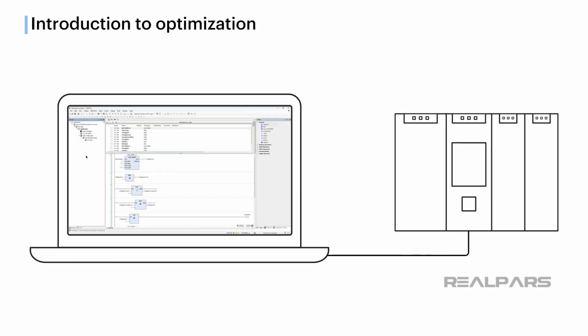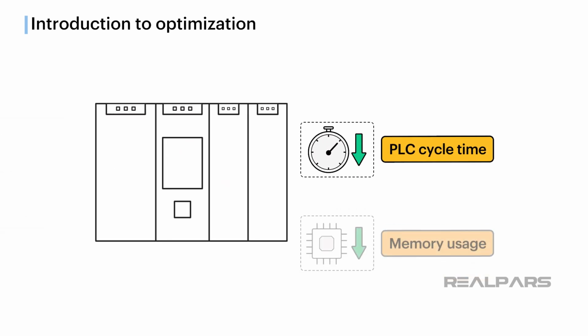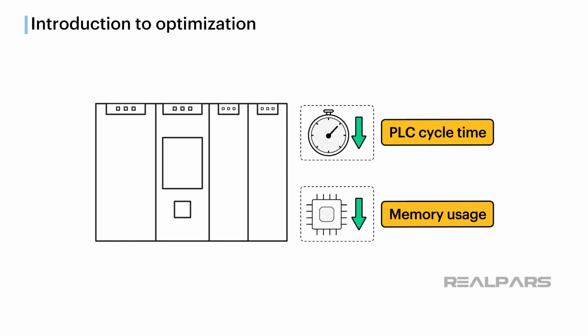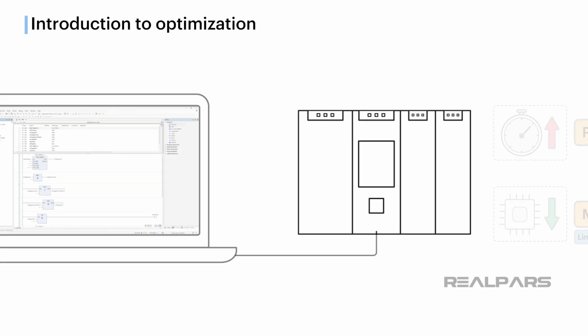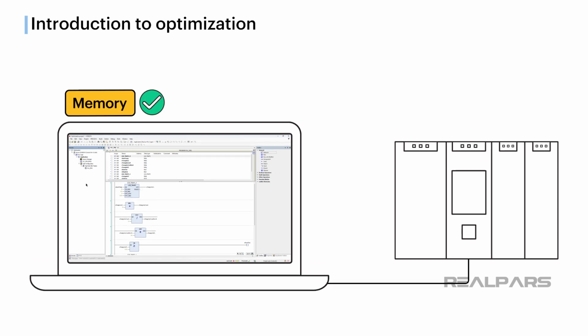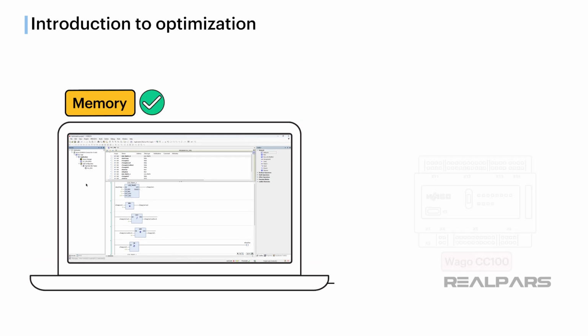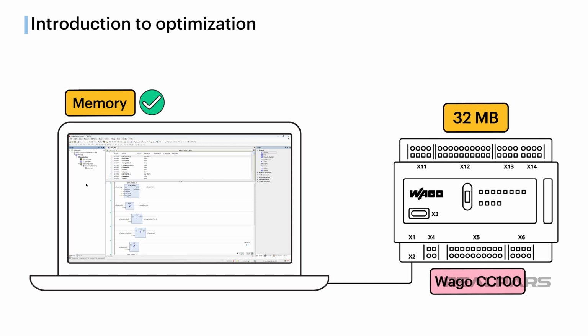In PLC programming, performance optimization usually aims to lower PLC cycle times and reduce the memory usage of the application. Low cycle times are important because we want to control processes at near real time. High cycle times may lead to the loss of control of a process, which can create dangerous situations. Low memory usage is important because PLCs have limited memory resources. Unlike computers which have a lot of memory available, a typical PLC, like the Wago CC100, has only 32 megabytes available to store an application.